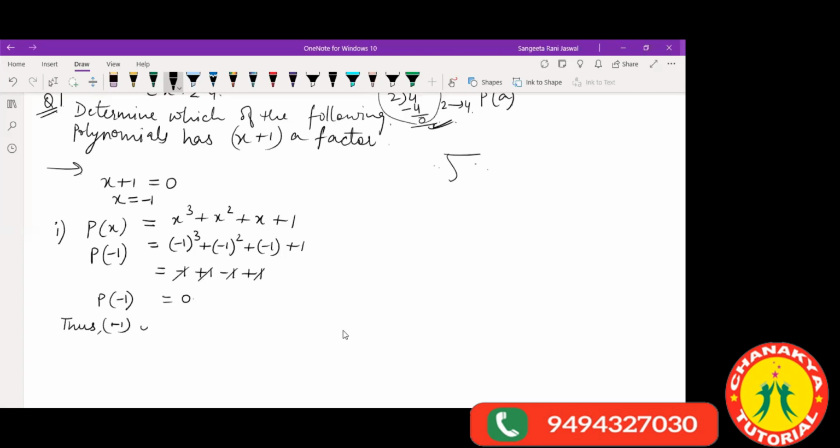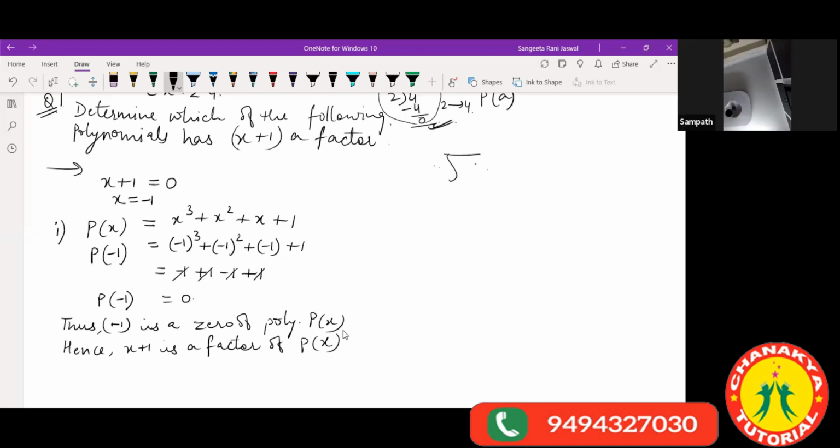Thus minus 1 is a 0 of polynomial Px. Hence x plus 1 is a factor of Px. Since this has come 0 here, it has satisfied that P of minus 1 is 0. That means we can say x plus 1 is a factor of the polynomial. Understood this, children?